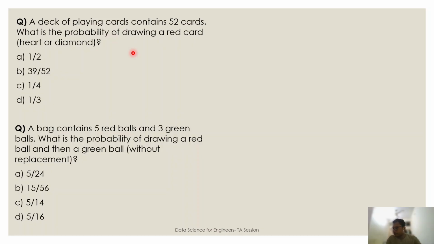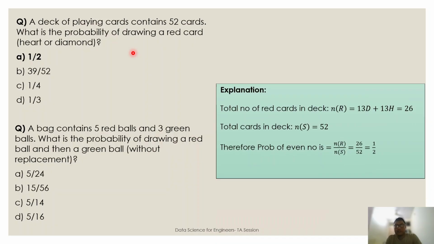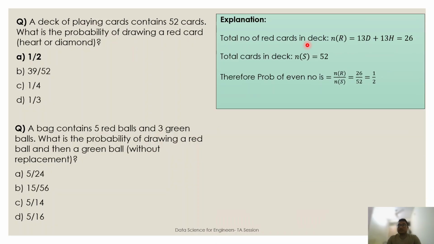So yeah, so many of you are answering it as A. So yeah, your answers are correct. For those who are not able to solve it, it is very simple. The red cards in the deck are 13 diamonds and 13 hearts. Those are red cards. So you will get 26 red cards in your deck. Now the total cards in your deck is 52. So 26 divided by 52, you will get the answer as half.